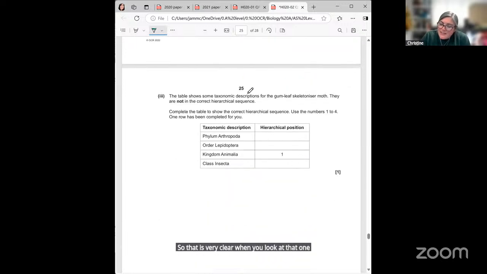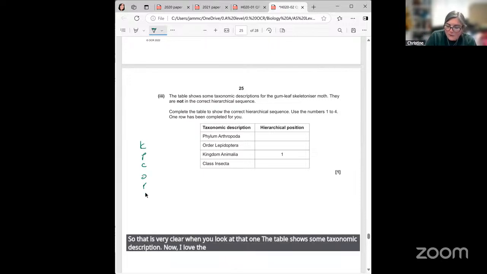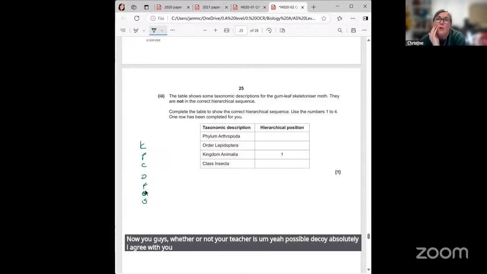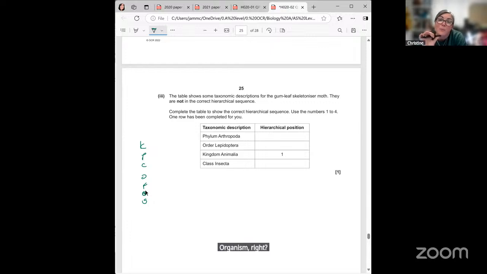The table shows some taxonomic description. Now, I love the KPC OFGS. You guys, whether or not your teacher is a possible decoy, absolutely, I agree with you. It may not be, but it would make sense. Hold on a second, you're saying possible decoy as in it would attract the predator to feed on it rather than the real live organism, right? Yeah, potentially. So it could work in both ways.